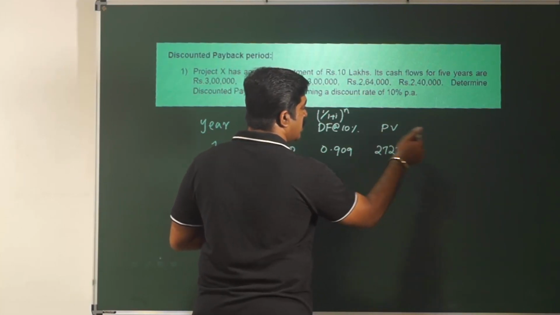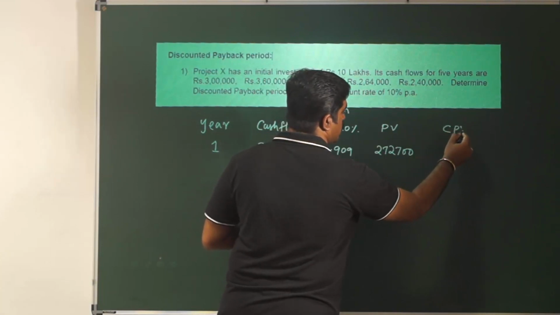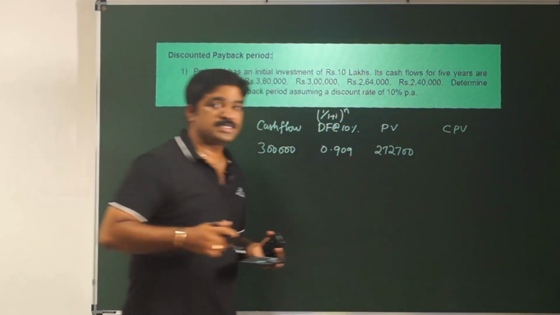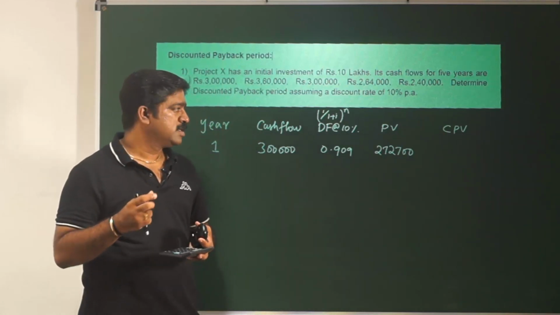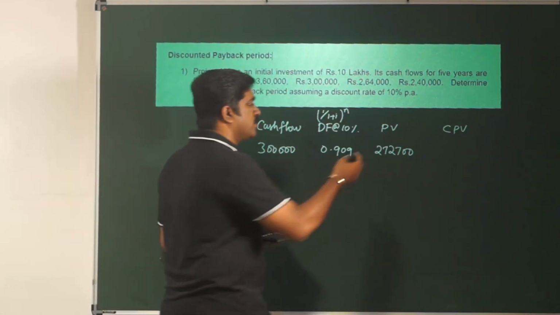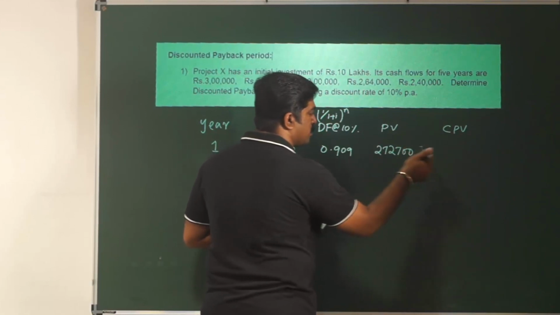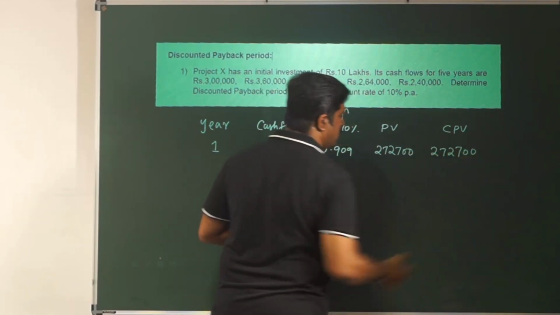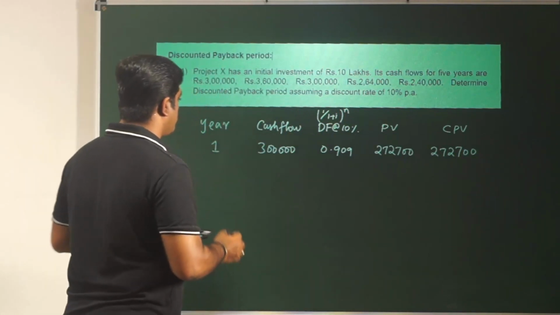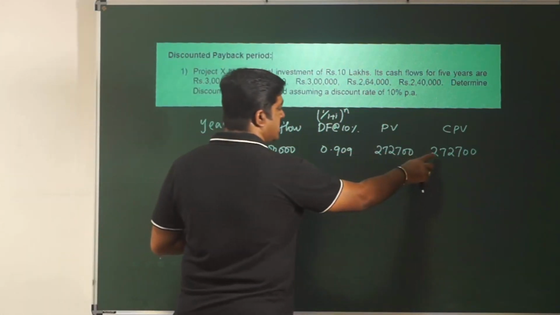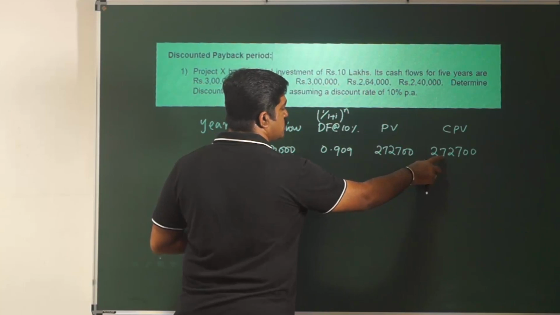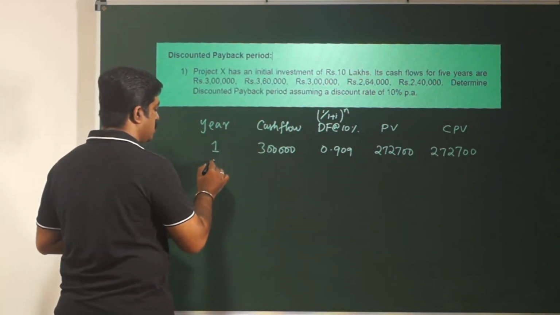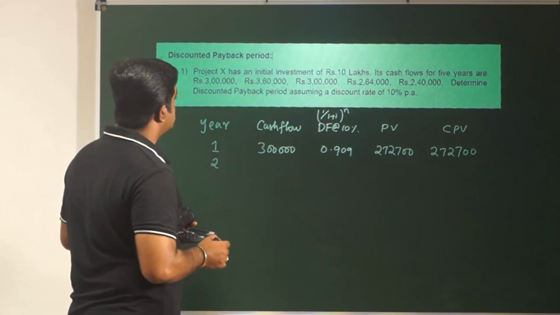Then we need a column for cumulative present value. Cumulative present value is nothing but the current present value plus the present value up to previous years. Since we don't have a previous year, this cumulative present value will be the same, that is 272,700. Now this is for year 1. Up to year 1, in terms of present value, what was recovered is 272,700, whereas the gross cash inflow is 300,000.